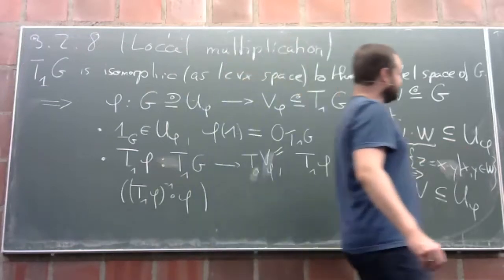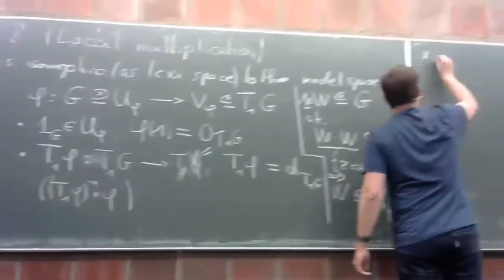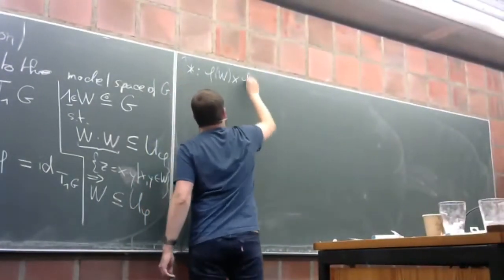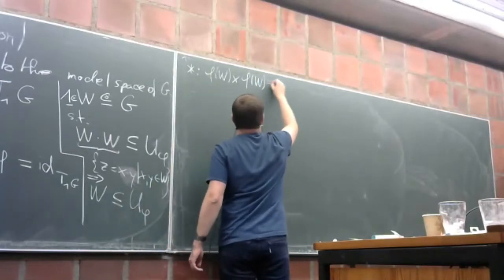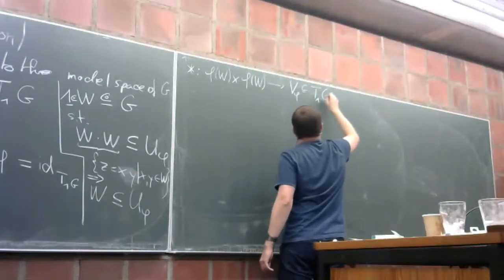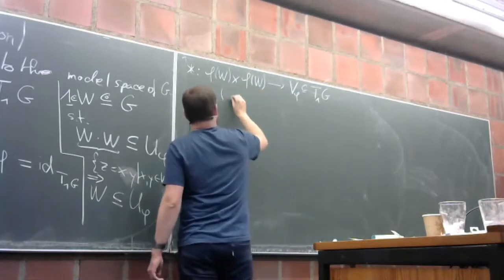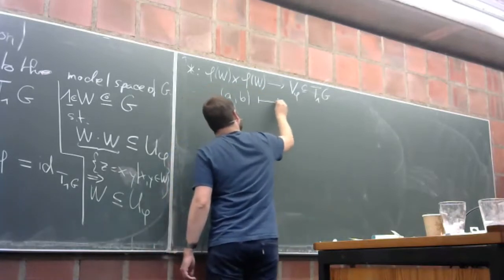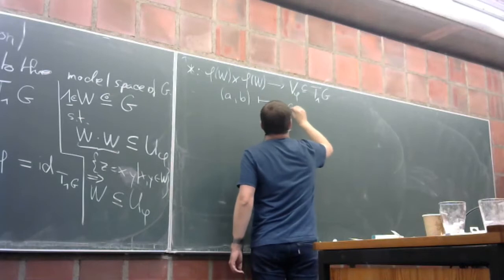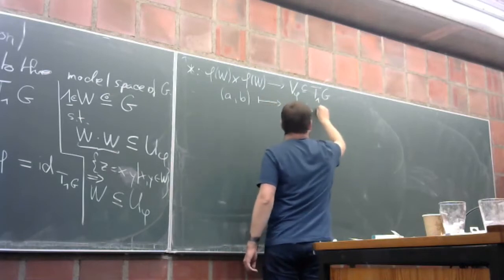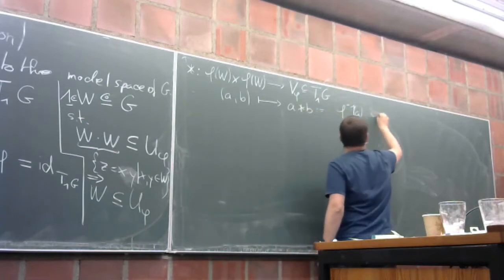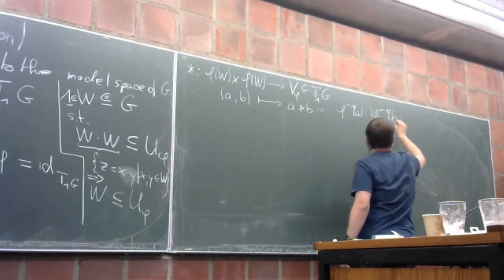Right. Okay, now what we can do. We can define a star, and the star is something which goes from the image of phi of W and takes values in V phi, and thus it's also taking values in the tangent space of G. And so what it does, I take two elements a and b, and I send them to a star b, and I define this as, first of all, we are pulling back a using the chart, and we're pulling back b using the chart.